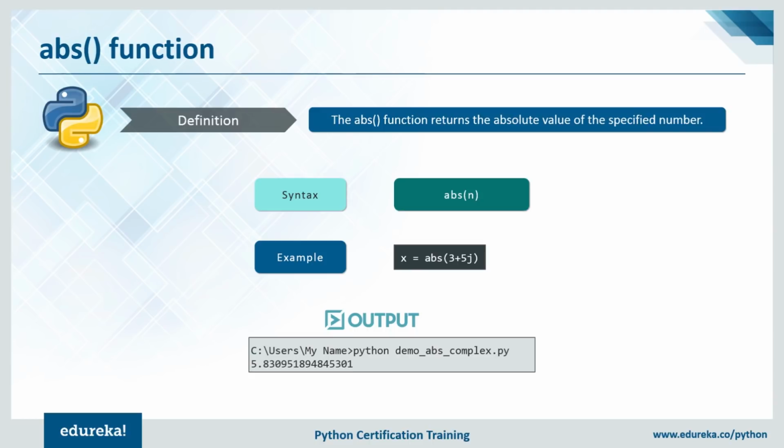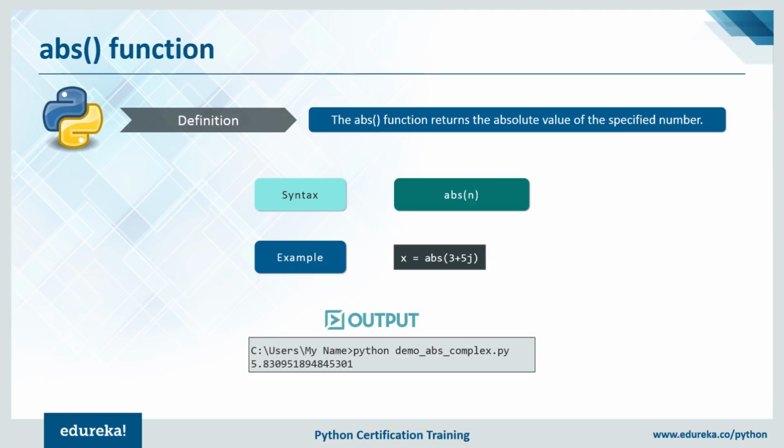So consider the example, right? We have a complex number here. X is equal to absolute of 3 plus 5j. What does this do? This basically calculates a number for us, which is a complex number in this particular case, and then provides the absolute value for it. So let's say instead of a complex number, we had absolute of minus 7. What do you think the answer is going to be? It's going to be 7, obviously. In this case, it was minus 5.83. And since it's absolute, the minus has been removed.